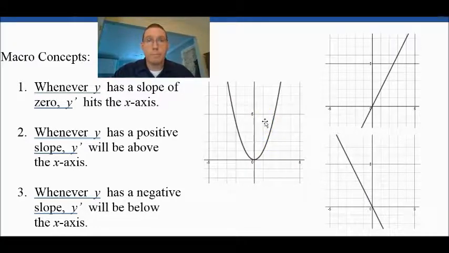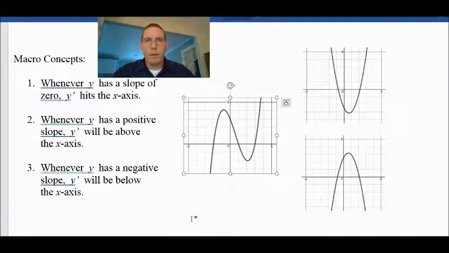Let's try another one. Okay, here we have another situation. We have this function. It's a cubic function, up, down, up. And this parabola is possibly the derivative of this, or this parabola is possibly the derivative of this. So let's go to macro concept number 1. Whenever y has a slope of 0, y prime is going to hit the x-axis.